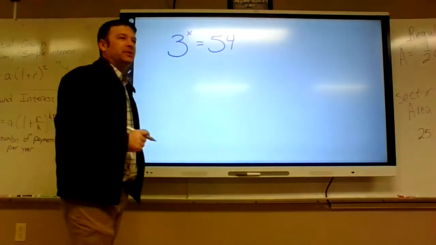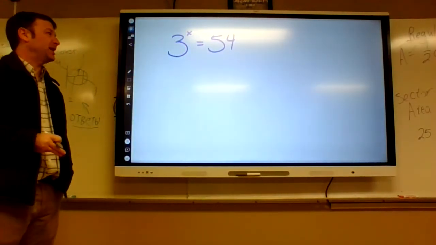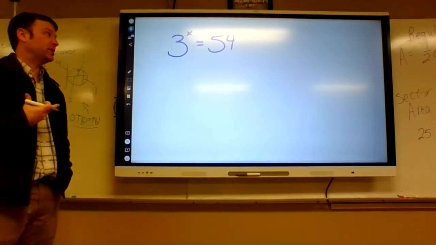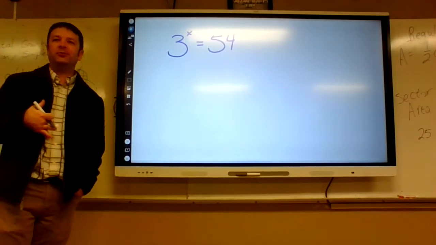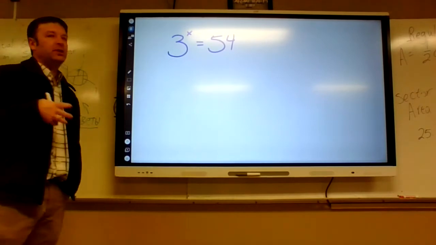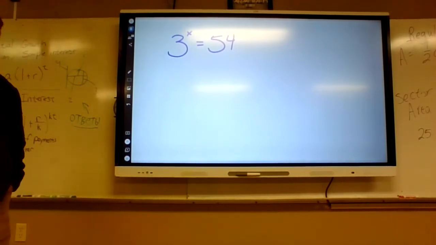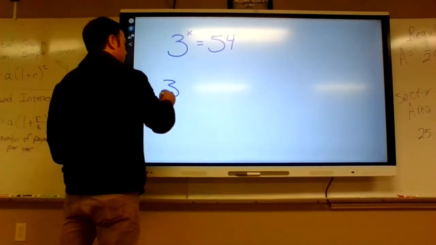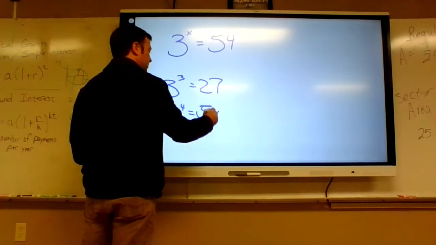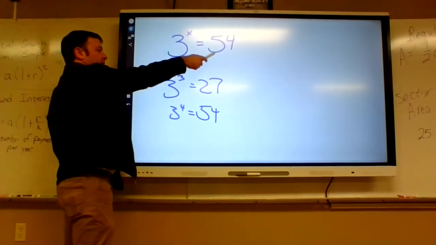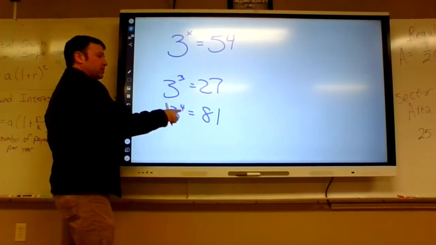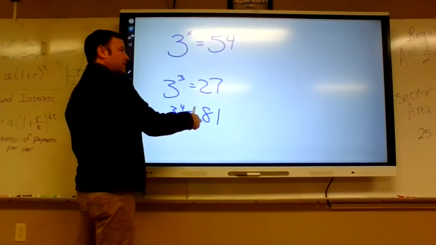Okay, so there's certain kinds of problems that we can't just use normal algebra to solve, like this exponential equation right here. How would you figure out 3 to the what equals 54? That's the problem. 3 to the third is 27, 3 to the fourth is 81. So the answer has to be somewhere between 3 and 4, because 54 is between 27 and 81.